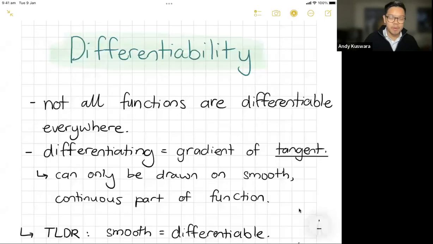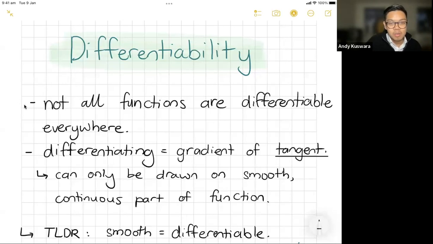All right. Let's go to our next topic, which is differentiability. Differentiability is basically, we're going to be able to try and prove whether something is differentiable or not. And the way that we do that is by checking that it's smooth and continuous. Now, we talked about continuous last lesson. We're going to actually apply it in this one.